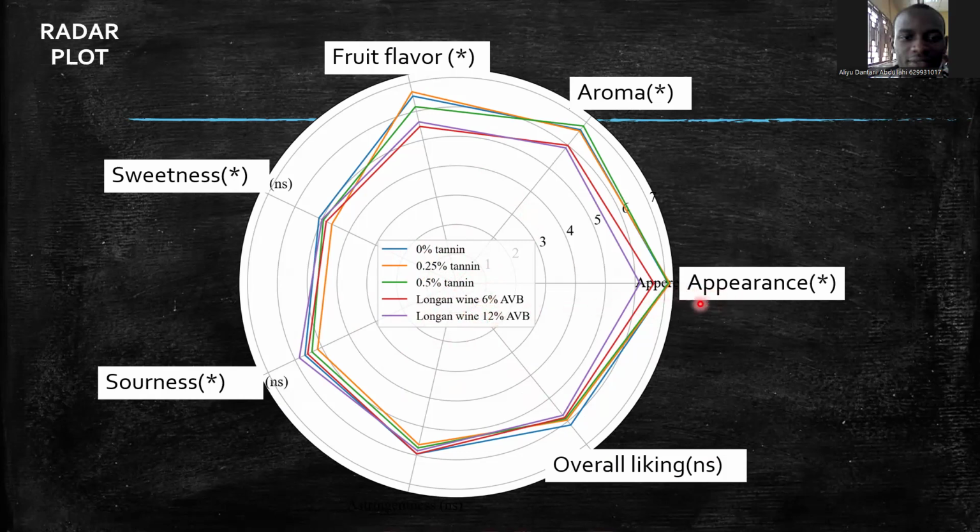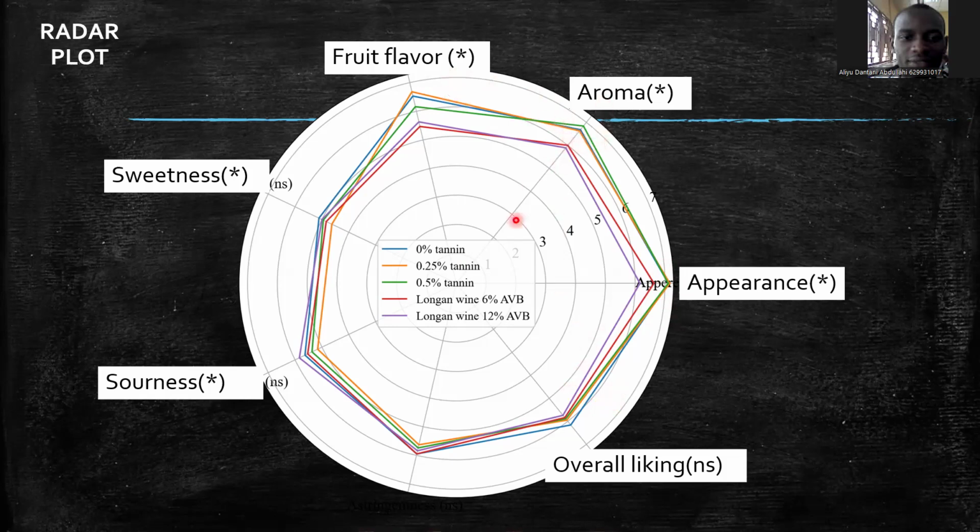So the appearance here looks good, 7. It's for 0.5% tannin, right? And for 0.25% tannin, they look to be higher. And the Longan wine is not even as high as the sample treatments, right? So these are ways to interpret data instead of just using bar charts all the time and tables, right?